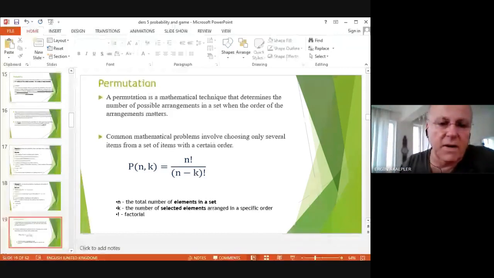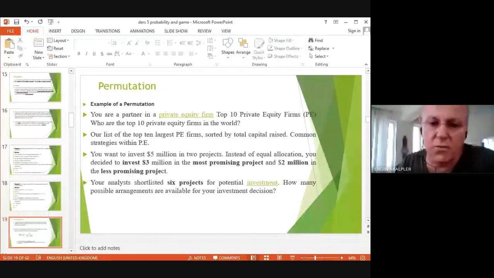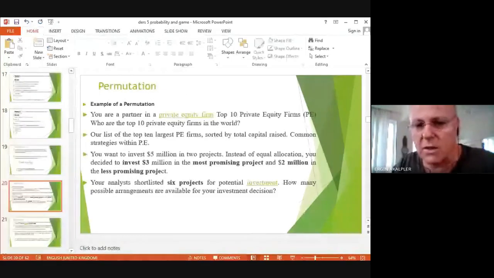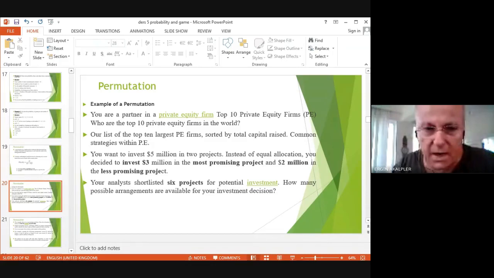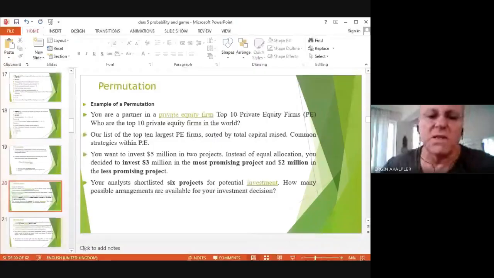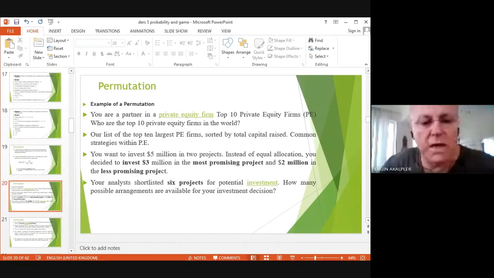Okay, let's look at the example here. You are a partner of a private equity firm, in the top 10 private equity firms in the world. Our list of the top 10 largest private equity firms is sorted by total capital raised and common strategies within private equity. You want to invest 5 million in two projects instead of equal allocation, and you decide to invest 3 million in the most promising project and 2 million in the less promising project.